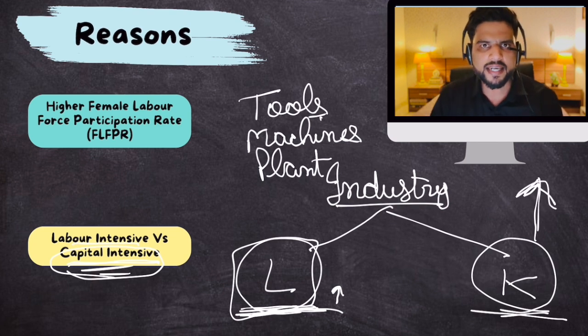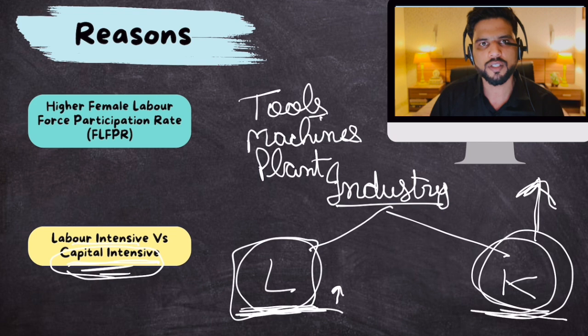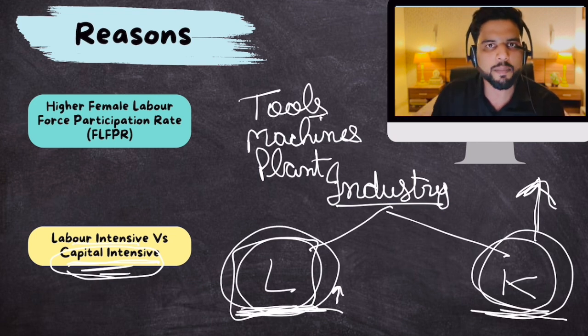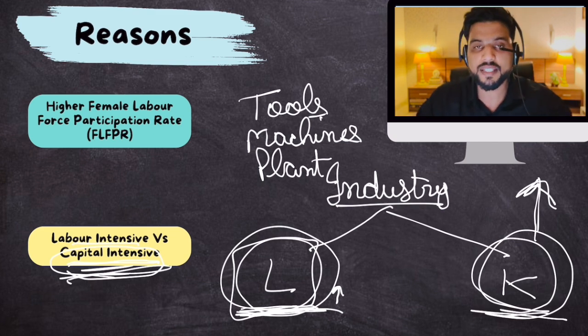So when you look at India's GDP figures, you say India's GDP is rising, but that rise is coming from capital intensive industries. So the laborers employed in labor intensive industries are not seeing that much growth. And because they are not seeing that much growth, simply put, their wages are also not rising. So India's growth is majorly driven by capital intensive industries as compared to labor intensive industries. And that is why wages have remained stagnant.